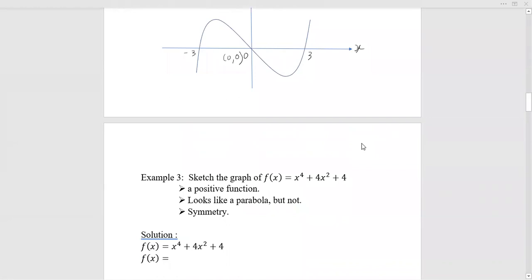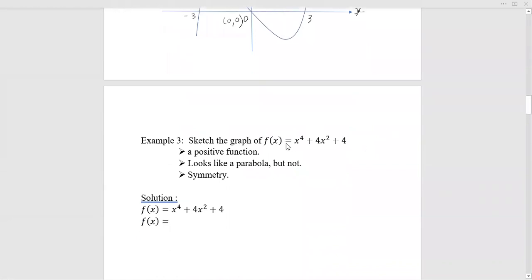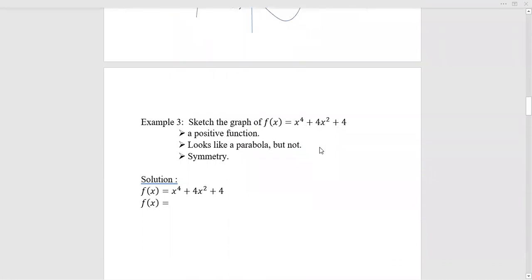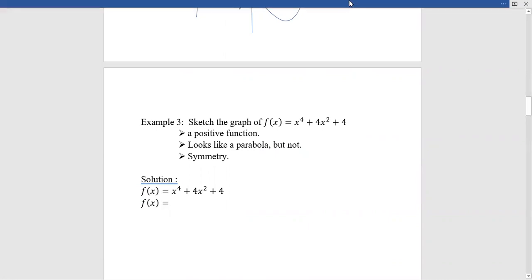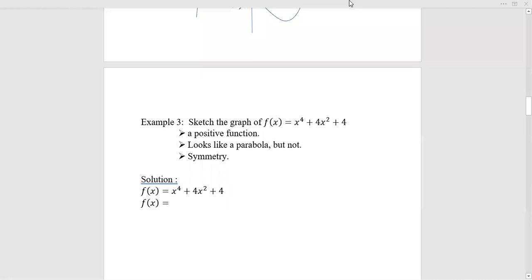Example 3, right? Sketch the graph of this function, x to the 4 plus 4x squared plus 4. Now here I'm going to discuss these properties. Let's get the marker.